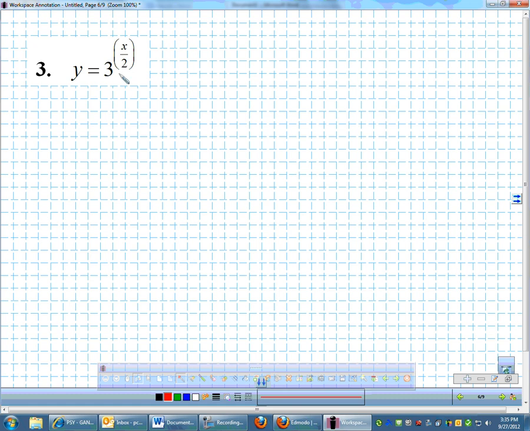3 to the x over 2. Okay, let's identify the parent function. Remember, these are exponential functions. It's a number to a variable power, so I'm thinking my parent is just 3 to the x.